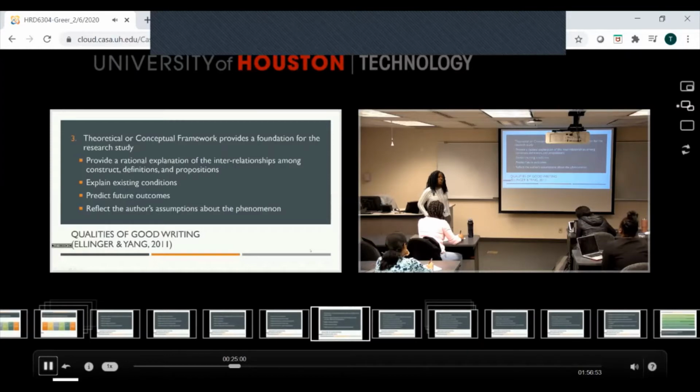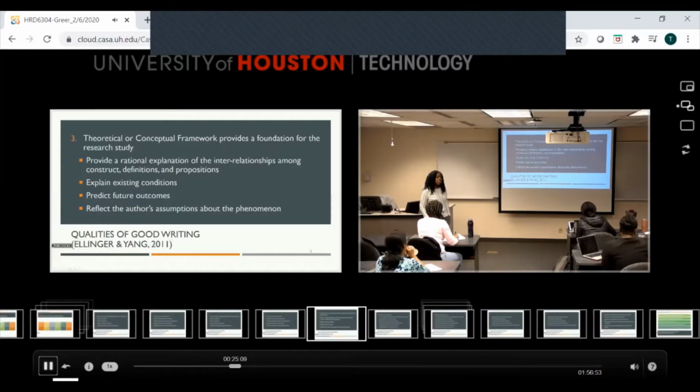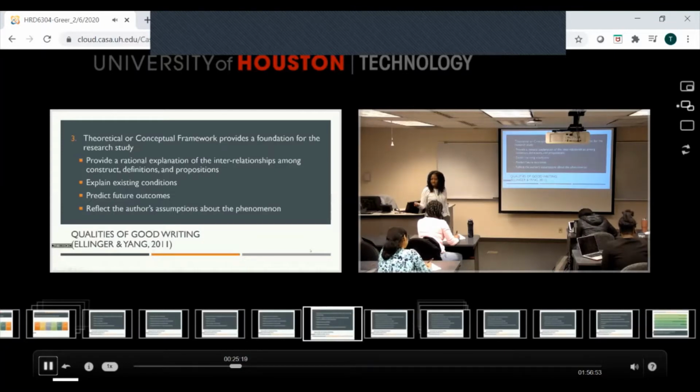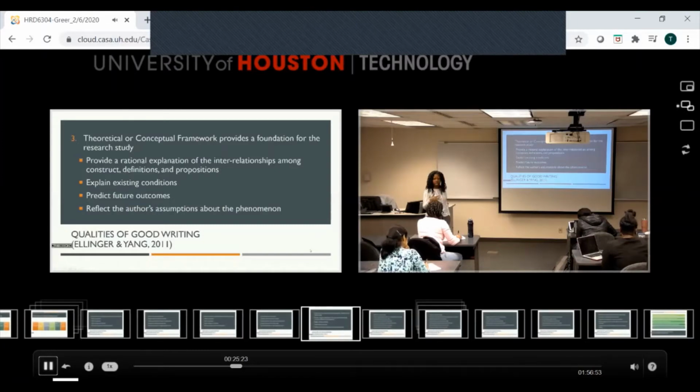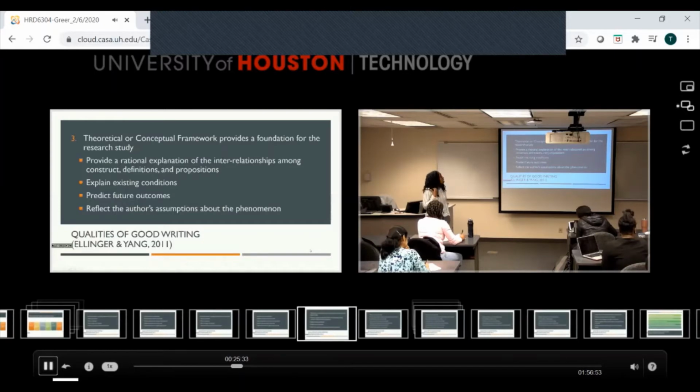So as you start to read about a certain topic, a certain problem, you will start to see that people who are investigating these types of problems, these types of topics, will generally use the same types of frameworks to explain things, okay? Or to predict what's going to happen in their research study. Okay, so a lot of times your framework will be close to what other people are doing.